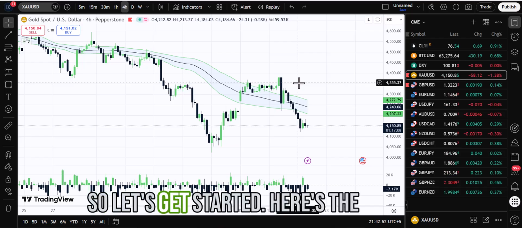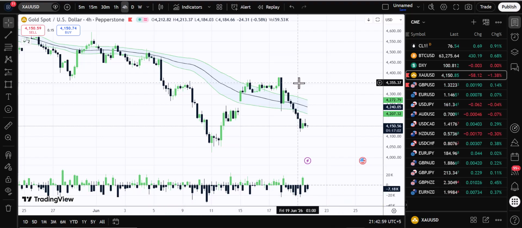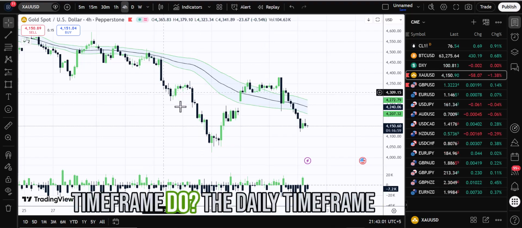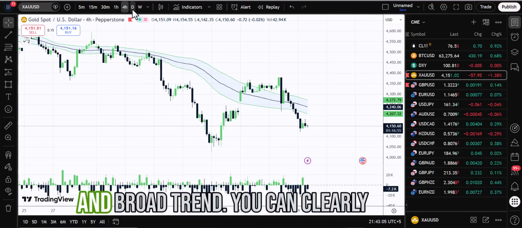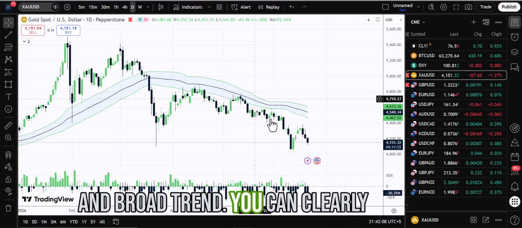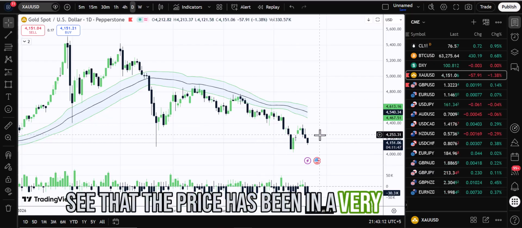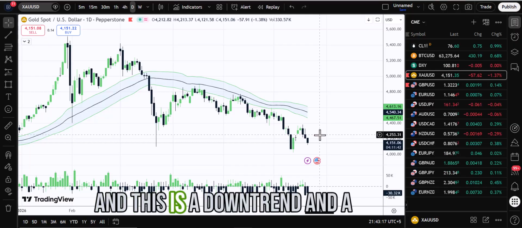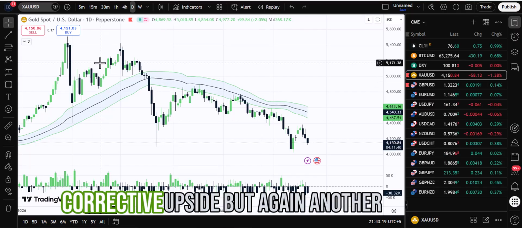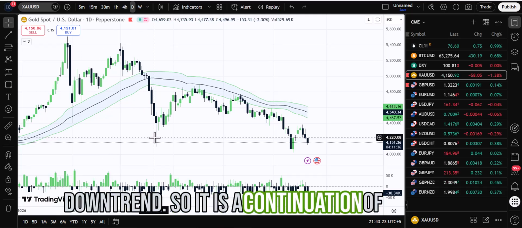So let's get started. Here's the chart for gold, and let's move to the daily time frame. So what does the daily time frame do? The daily time frame tells you your bias and broad trend. You can clearly see that the price has been in a very strong downtrend. This is a downtrend and a corrective upside, but again another downtrend. So it is a continuation of a downtrend.